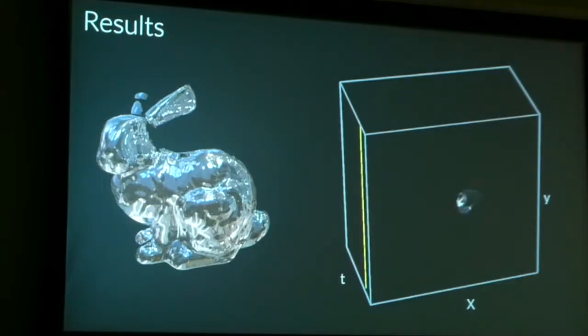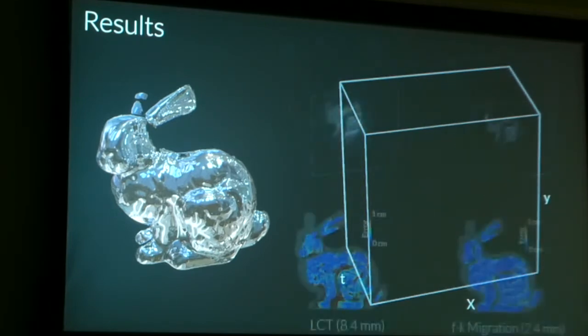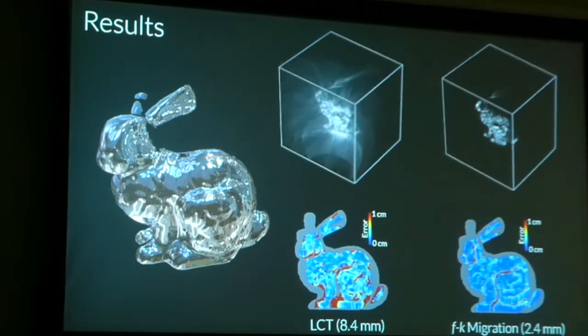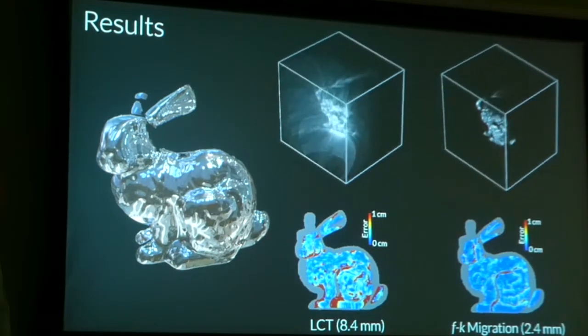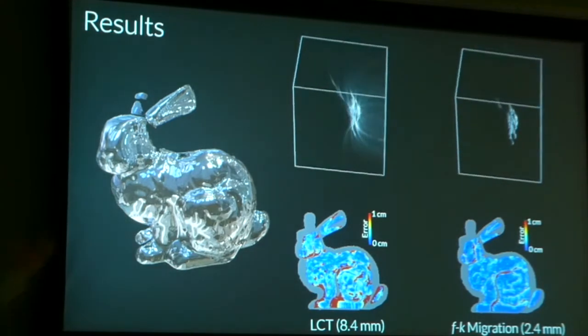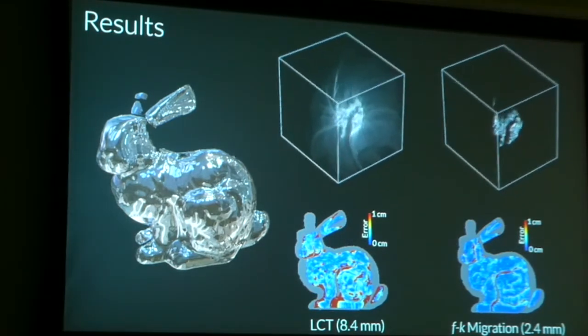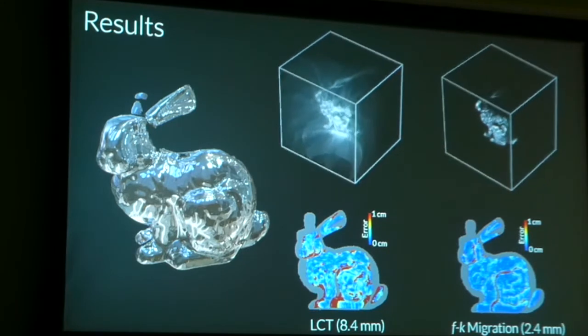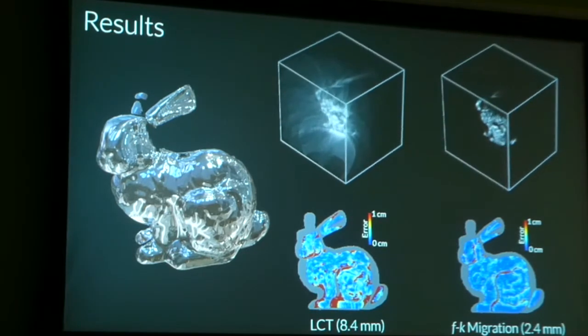And this actually works quite well for even specular objects. So this is a simulation, but some specular bunny, these are the measurements that we would recover over time. And if we compare the reconstruction with FK migration to light-cone transform, we can actually do much better. We don't have these artifacts because the wave equation is much more robust to these even specular objects.